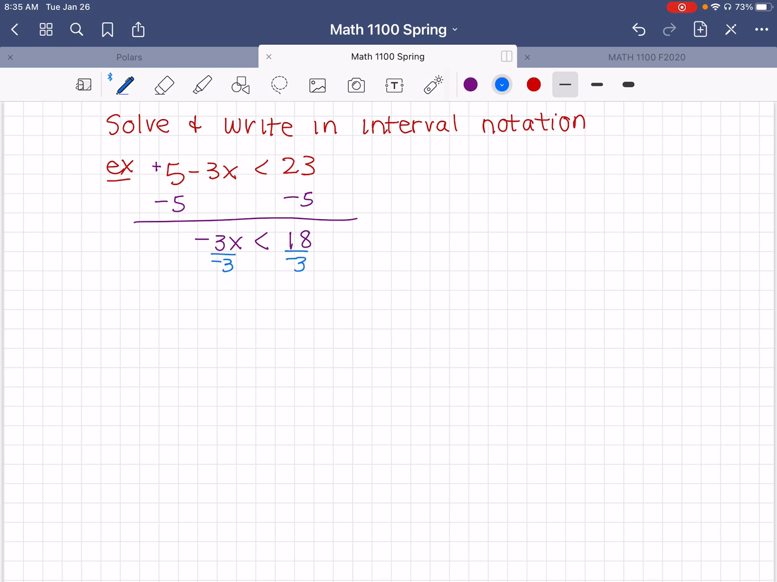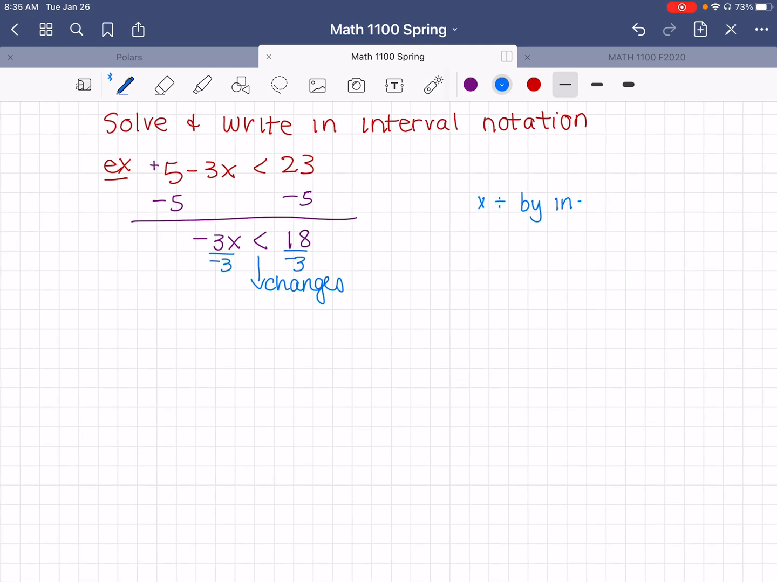Some of us do not need to show this step, so I'll rewrite it, showing what we definitely need. When we divide by a negative, remember, the inequality changes. Whenever you multiply or divide by a negative, it changes.